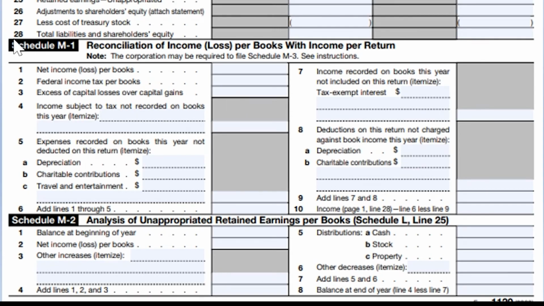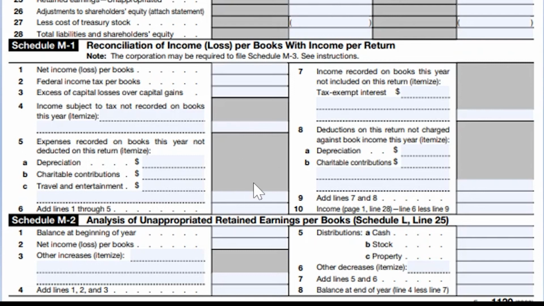And then the next schedule on page 6 is Schedule M-1. Schedule M-1 is a reconciliation of income per books with income per tax return. So we talk about how you need to do the bookkeeping. You need to know the book-to-tax difference or differences before you file the tax return. So we are talking about this section. This section basically tells the IRS how much income or loss you have for your accounting purpose or bookkeeping purpose, and how much you have as taxable income or loss for income tax purpose.